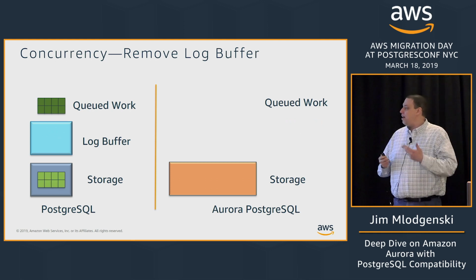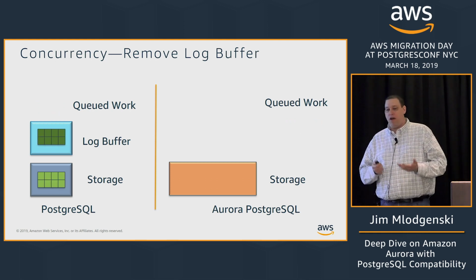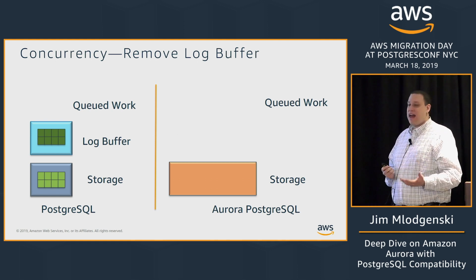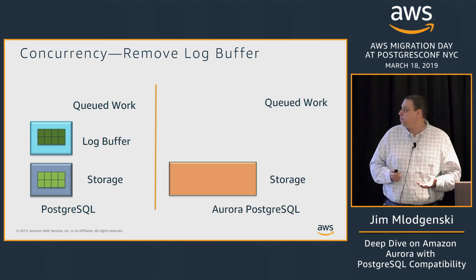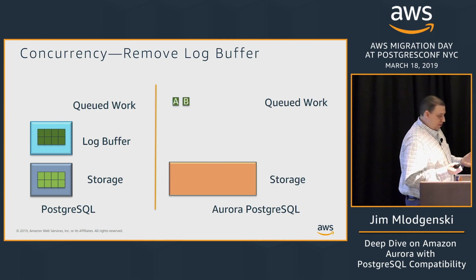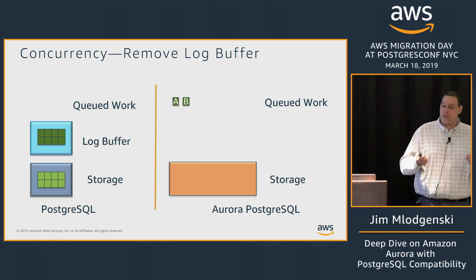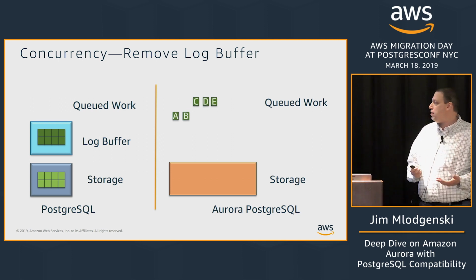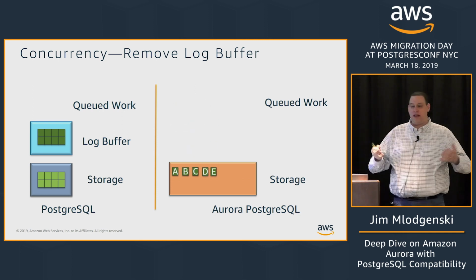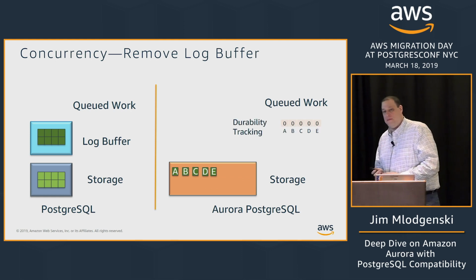So it has to flush out, be able to fsync, and then come back and do more work. One of the advantages of the architecture of Aurora storage is we don't have that same bottleneck. Each one of the transactions, as it's ready, is just going to flush things out to the storage. So you have 5 different transactions, all flushing everything out to the storage as they're ready. But we're keeping track of the durability.